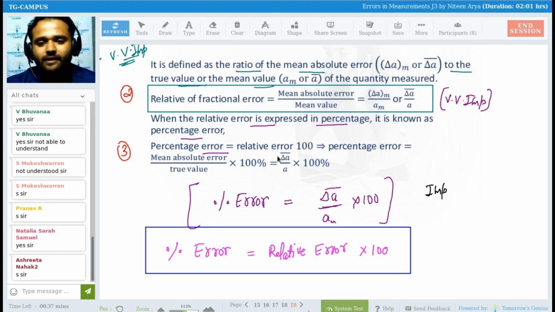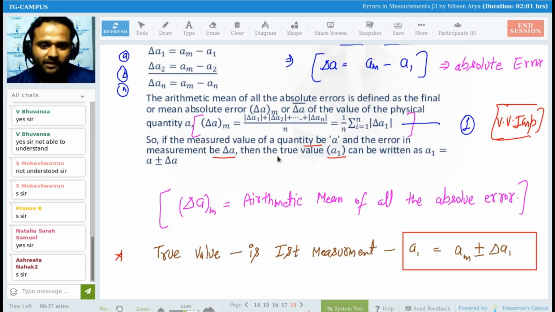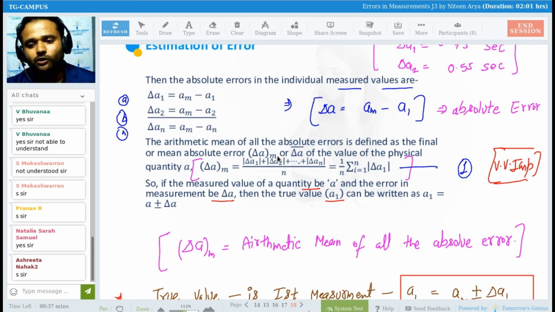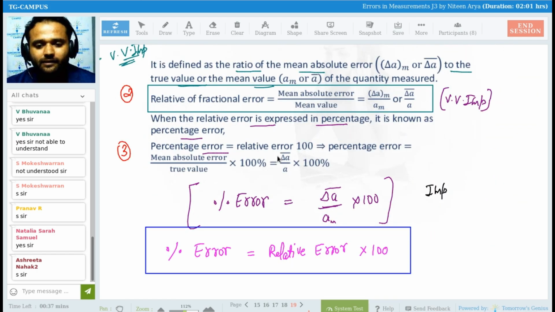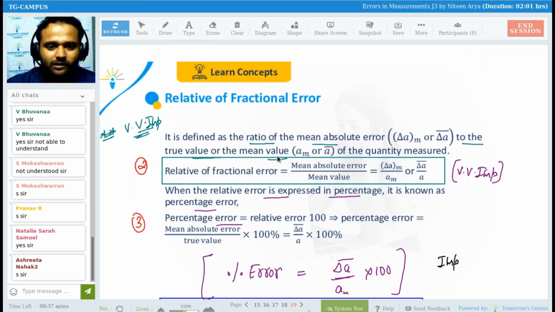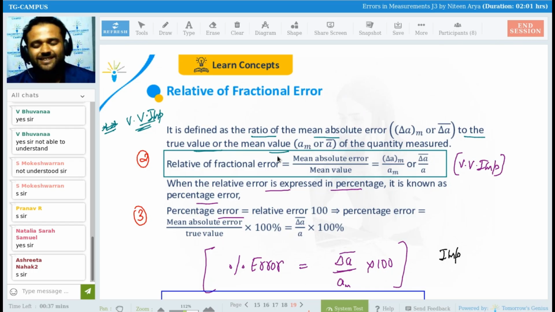Okay. So first of all, understanding the absolute error, then the arithmetic mean of absolute error, then the true value of the first measurement or any particular measurement, and then in a simple way relative error as well as percentage error. Is this clear? All the three things, because these three types of errors are more important. They come more frequently in your numerical portion. Is it clear?